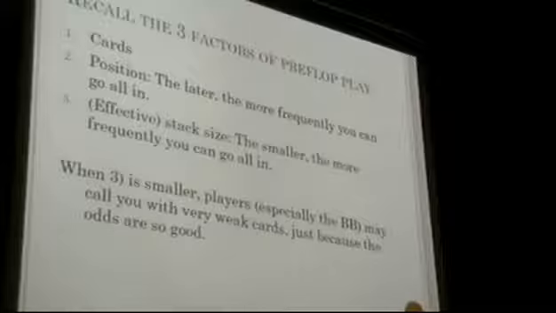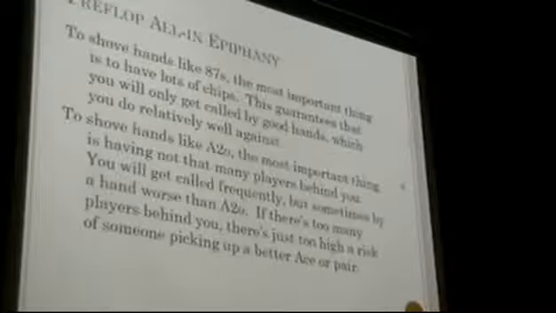Do you remember a few classes ago, there was an example where the big blind called with 2-7 offsuit because you only had 3 big blinds or something? So when the odds are really good and the stack sizes are really small, you should be prepared to get called by any 2 cards.